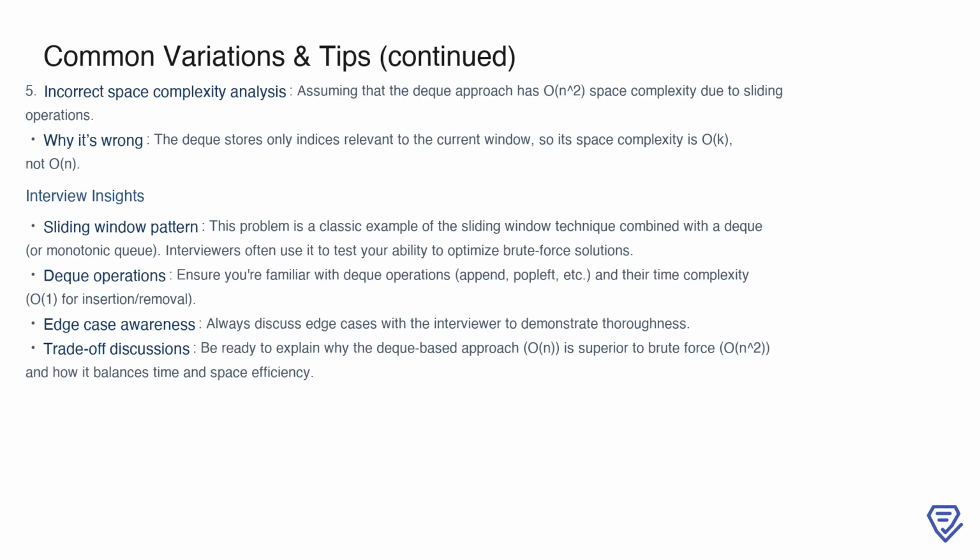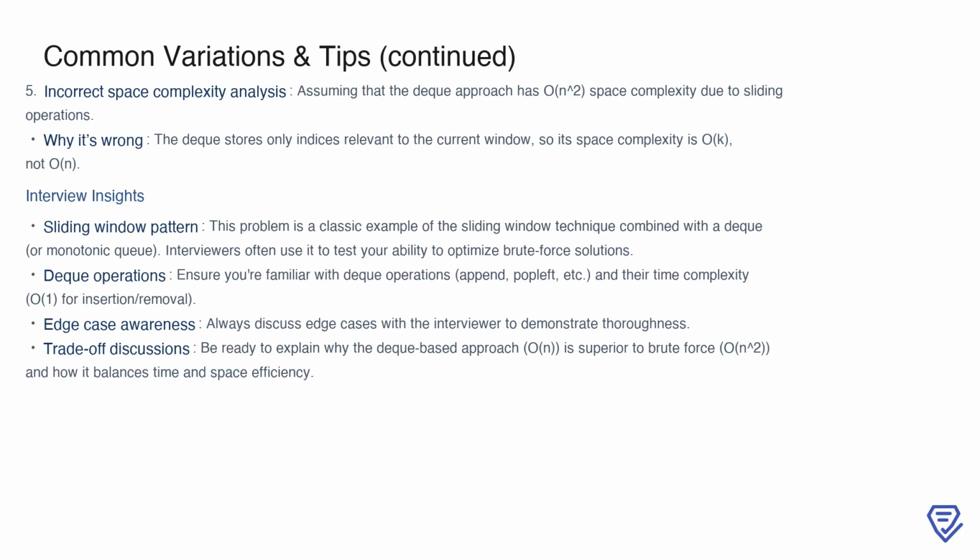Another common issue is misunderstanding the space complexity of the deque approach. Some mistakenly believe that sliding operations result in O(n squared) space complexity, but this is incorrect. The deque only stores indices relevant to the current window, so its space usage is proportional to the window size, making it O(k). Now, from an interview perspective, this problem is a great test of your ability to optimize brute force solutions using the sliding window technique.